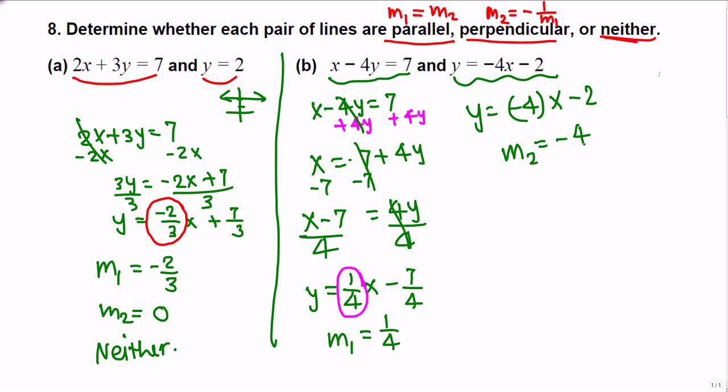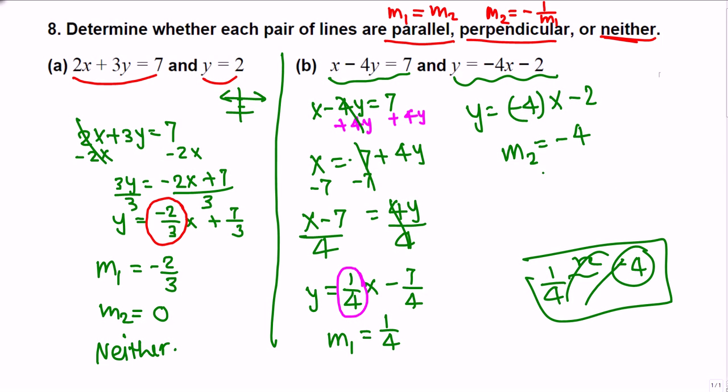Is the second slope the negative reciprocal of the first? Reciprocal means we need to flip this fraction. 1 over 4 becomes 4, and negative. Yes, the second slope is in fact the negative reciprocal. The reciprocal of 1 over 4 is 4, and the negative reciprocal is what we have here. So the second slope is in fact the negative reciprocal of the first. That means these two lines are perpendicular.